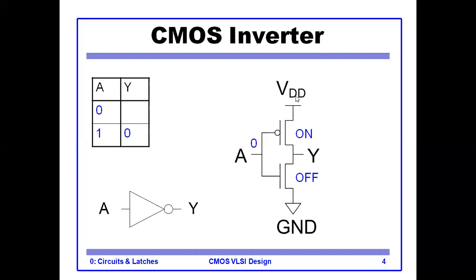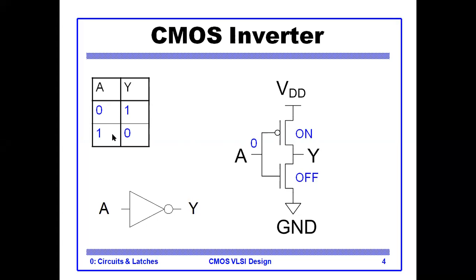Okay, so here the pull up network, that is the PMOS, so VDD will appear across the Y terminal, because the PMOS is now in the on condition. So we get the output of the CMOS inverter circuit: when we apply 0 to the CMOS inverter, the output is 1. That is, VDD appears across the Y terminal because the PMOS is in the on condition, and at the same time the NMOS is in the off condition.